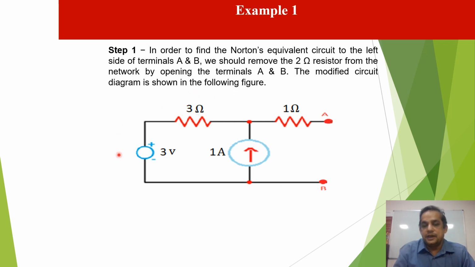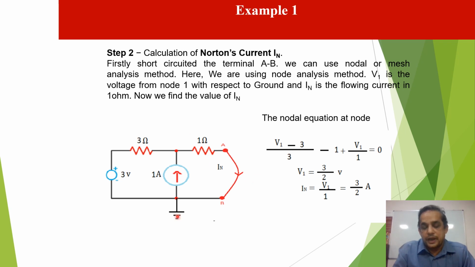Now firstly, calculate IN. How to calculate IN? Firstly, join A and B, a short circuit of A and B through a wire. Now calculate the flow of current in this wire. How to calculate? I have calculated through KCL. If you want to calculate through KVL or superposition, then you can apply that. Here we use the nodal analysis method.